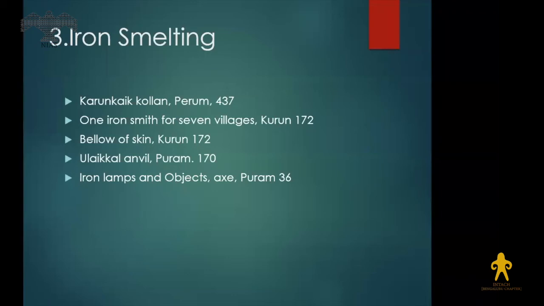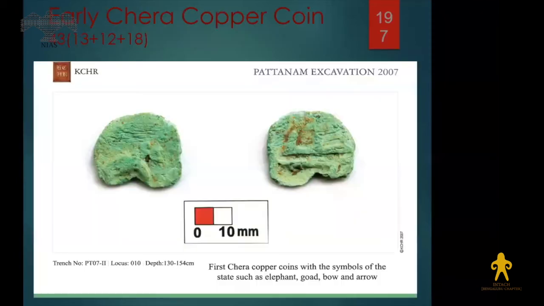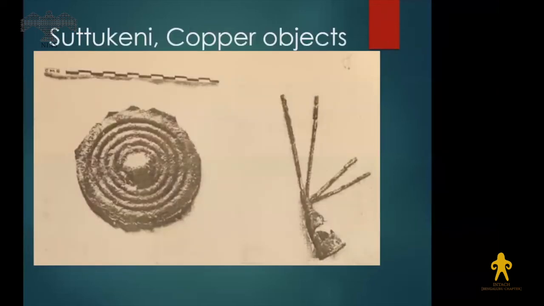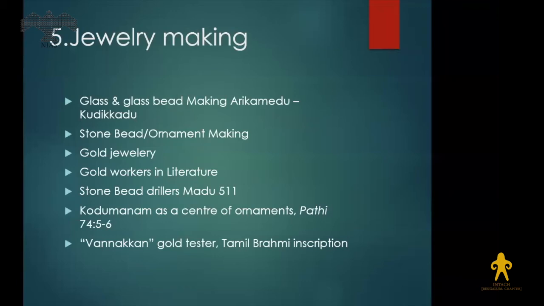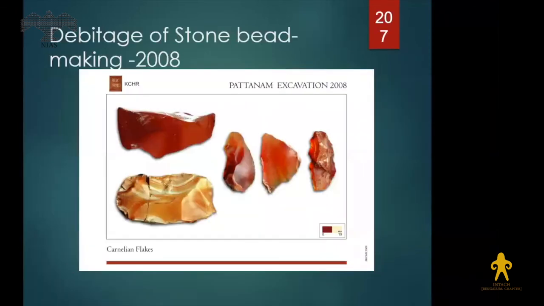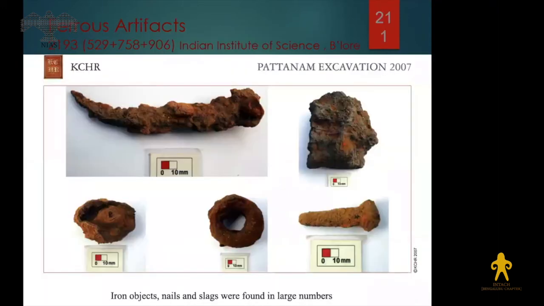blacksmith's hand was dark, and bellows and anvil are spoken of, iron objects, and copper and bronze working, kamiyas are spoken of in Natinai, and we have evidence of these coins, which I already showed you, bronze objects from megalithic burial, jewelry making, that is spoken of. Kodumanal was one important settlement, and these we saw already, people were making all these settlements, cameo, and these objects were imported, of course, the iron objects.